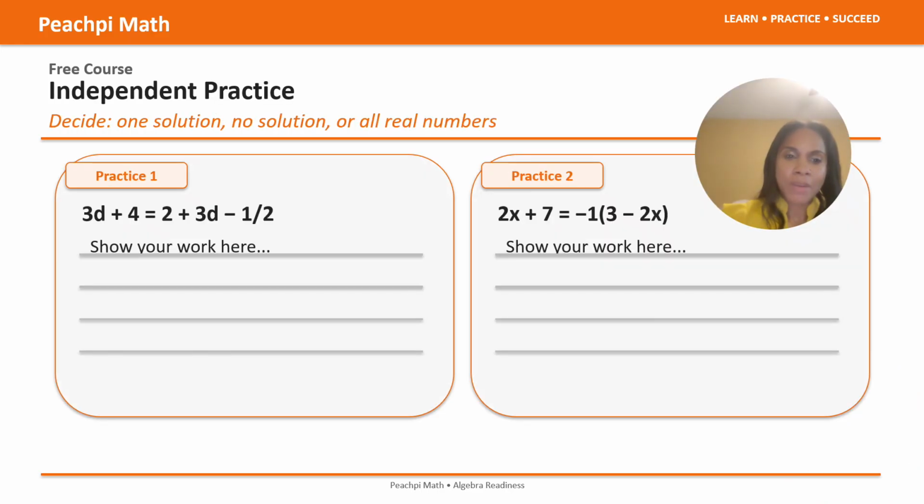I have two problems right here that I would like for you to try on your own. For practice 1, that is 2 plus 3d minus 1/2. So if you're writing it down, that's 1/2. Okay, so go ahead and try these two problems on your own.